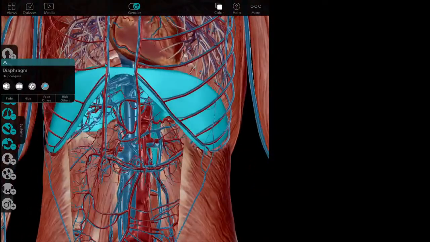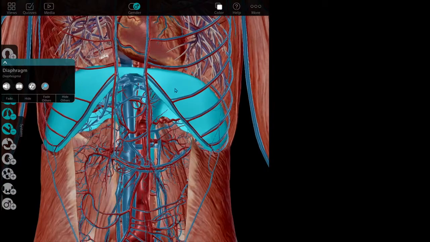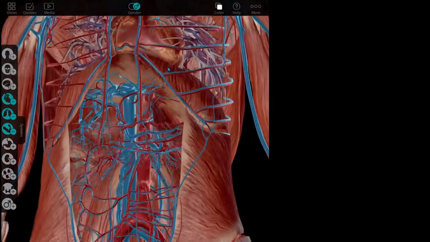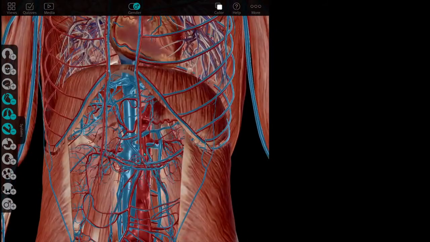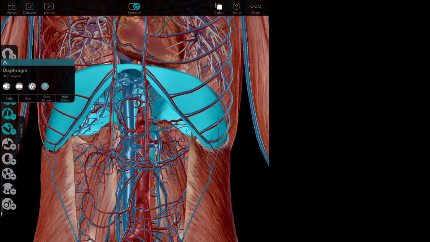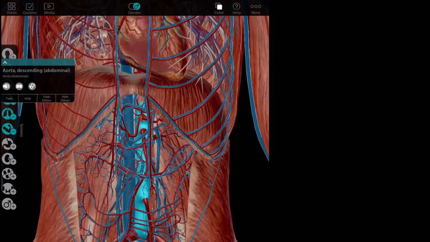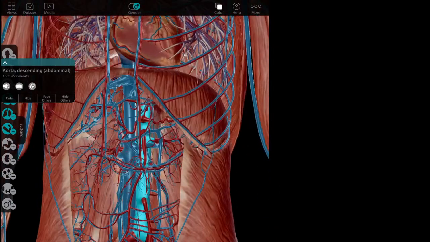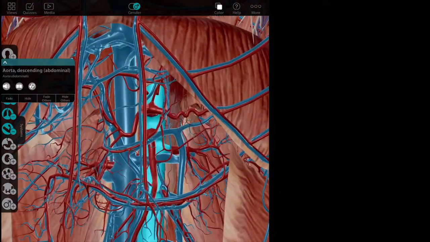So, it is the borderline. Any blood vessel after your diaphragm going down is now called your abdominal aorta. This is your abdominal aorta, and this is your inferior vena cava. So this is the abdominal aorta or descending aorta. The branches of your abdominal aorta are these.